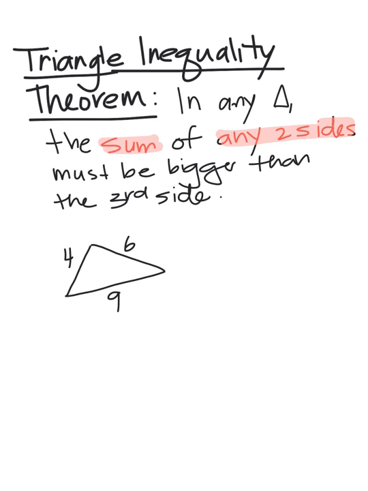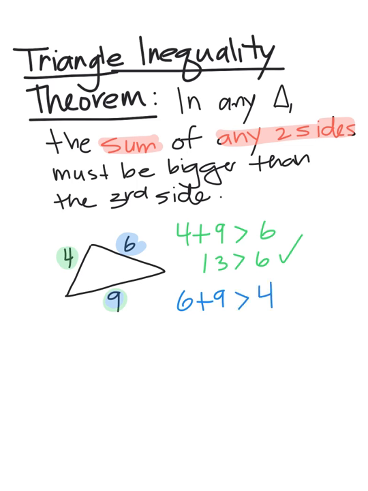The triangle inequality says, hey, if I pick any two sides, so let's say I pick sides 4 and 9, if I add them up, 4 plus 9 must be bigger than the remaining side, which is 6. And this is true. Look, 4 plus 9, that's 13, is greater than 6, check. And you could do this with any side. So I could pick another side. I could pick 6 and 9 and add them up. 6 plus 9 must be bigger than the third side. So I chose 6 and 9. The third side would be 4. Add those up. 6 plus 9, that's 15, must be bigger than 4.